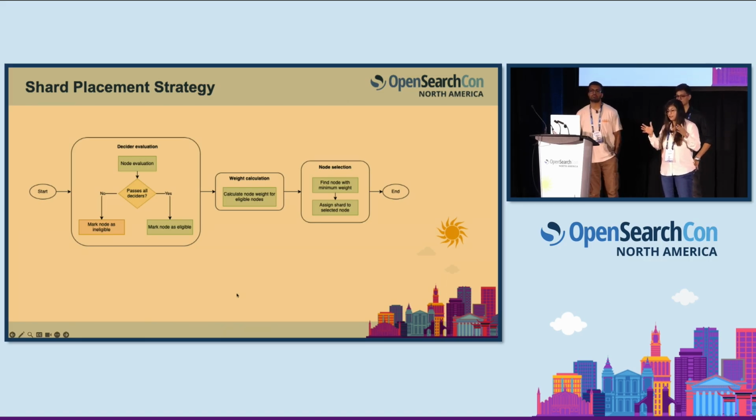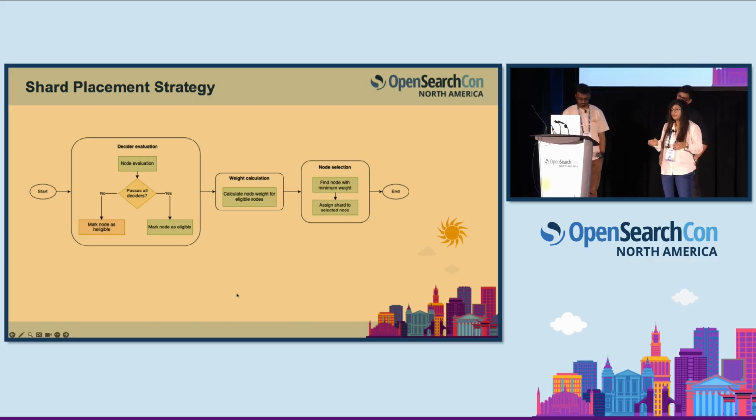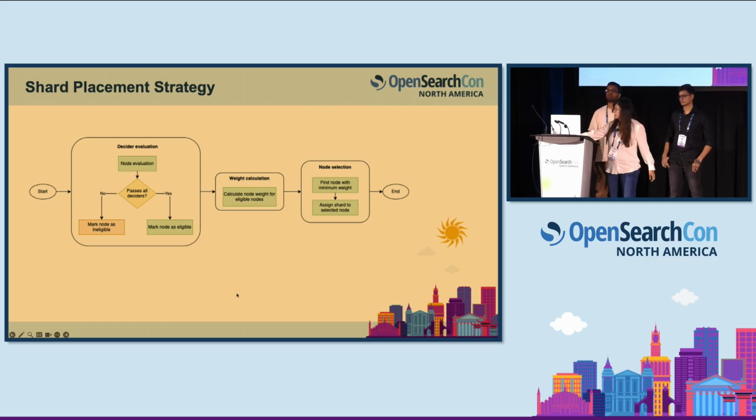Now that the weight function calculates the node weights for all eligible nodes, we give it to the node selection function, which basically says that the node with the minimum weight is a preferable node, because that will help me get closer to the average weight across the cluster. So that is how we select a node to assign a shard.